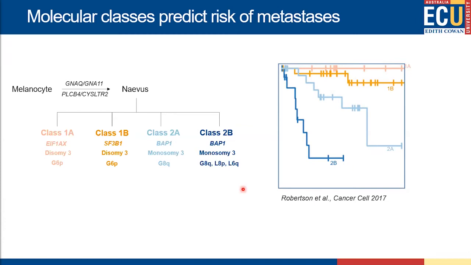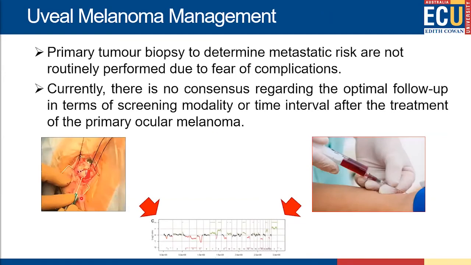Patients with uveal melanoma that have monosomy 3, BAP1 mutations, and gain in 8q have a low survival probability compared to patients with class 1 tumors. However, to define this very effective prediction tool, you need to sample the tumor in the eye, which involves very invasive procedures and is commonly not performed for various reasons, including the fear of complications from this procedure.